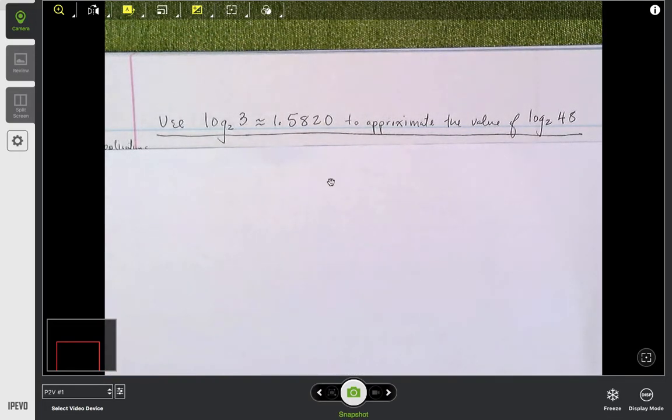You're asked to use what appears to be this random bit of information. You're told that the log base 2 of 3 is approximately equal to this decimal here, meaning that if you raised 2 to this power, you'd end up with something really close to 3. And then you're asked to take that clue, that information, and try to approximate the value of log base 2 of 48. So, how am I supposed to take this apparently random bit of information and approximate this value?